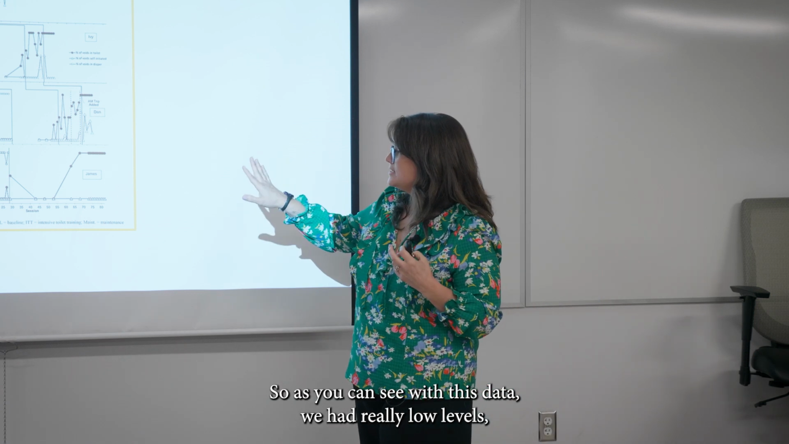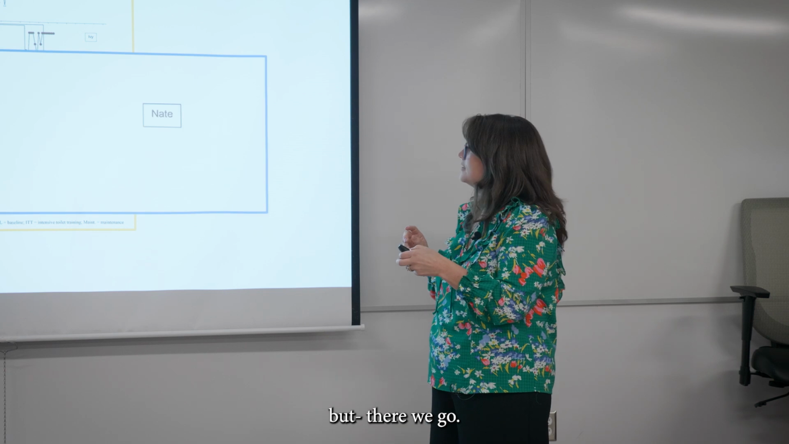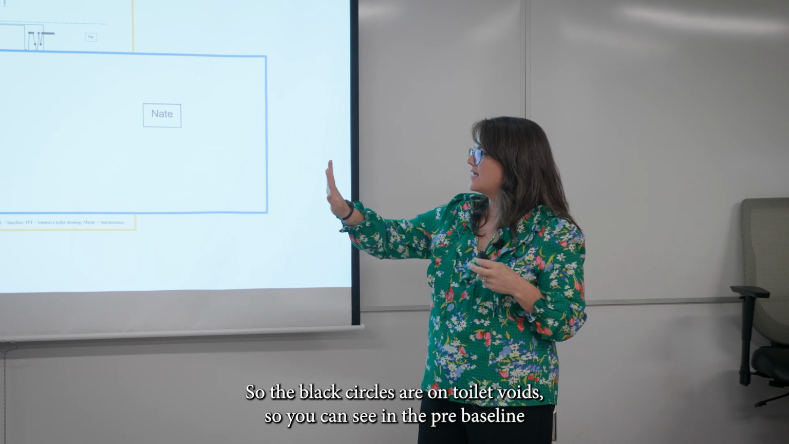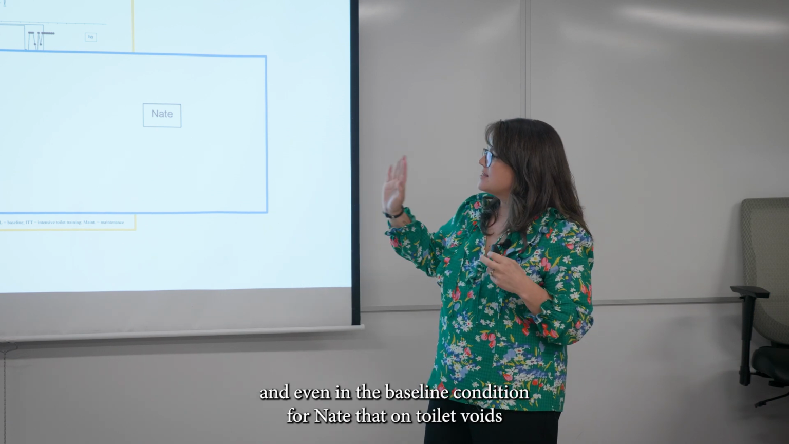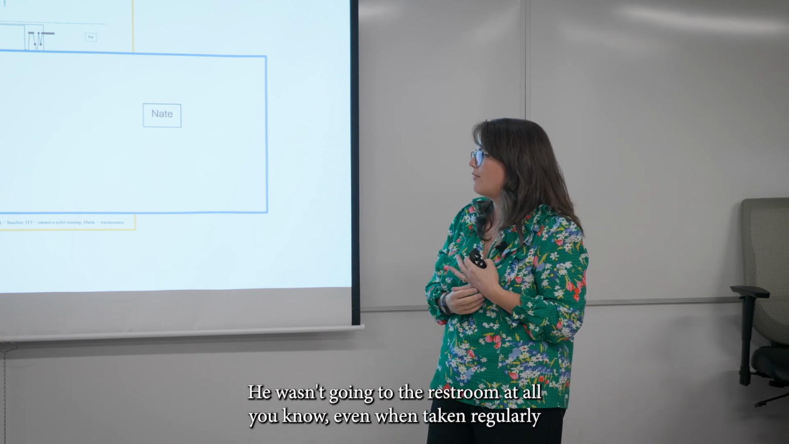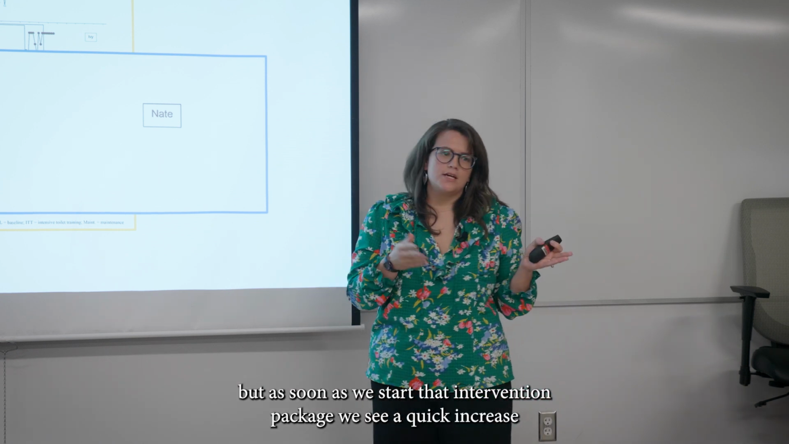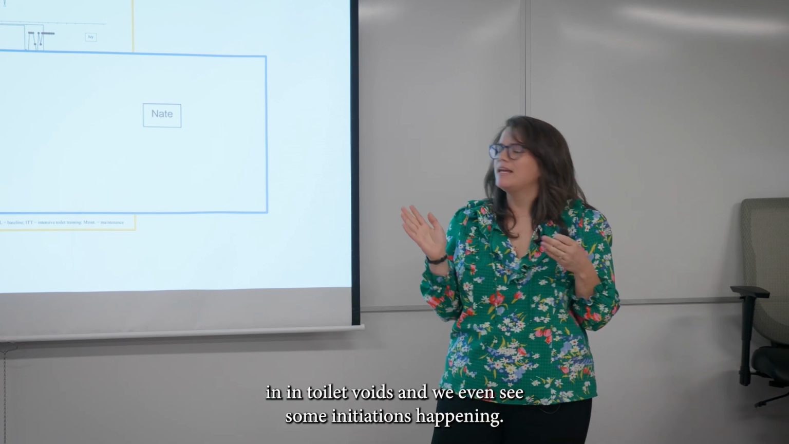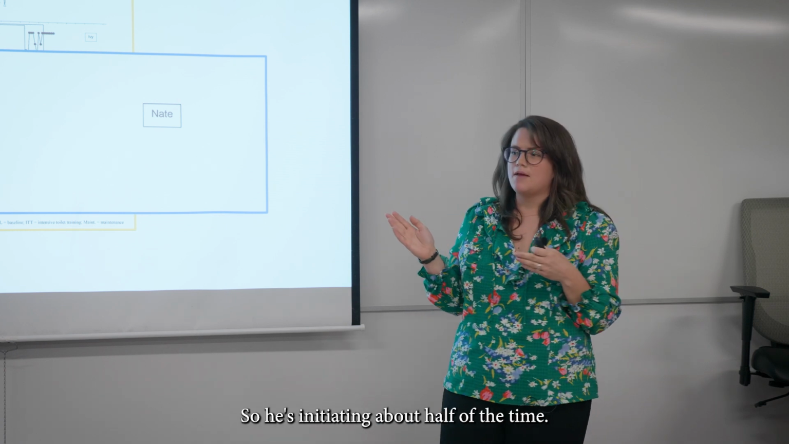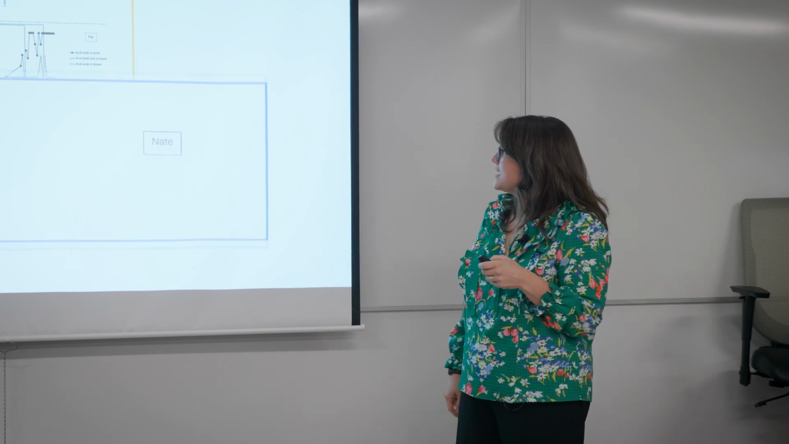So, as you can see with this data, we had really low levels. The black circles are on-toilet voids. You can see in the pre-baseline and even in the baseline condition for Nate that on-toilet voids were at 0 levels. He wasn't going to the restroom at all, even when being taken regularly. But as soon as we start that intervention package, we see a quick increase in toilet voids, and we even see some initiations happening. He's initiating about half of the time. That's what the open triangles are. Nate was a great first participant.